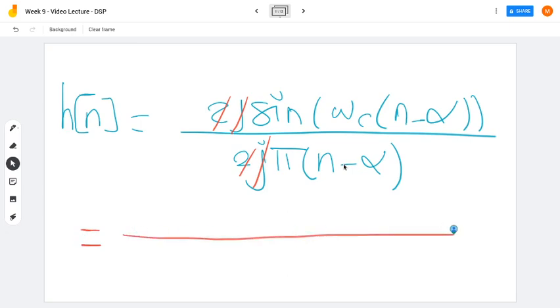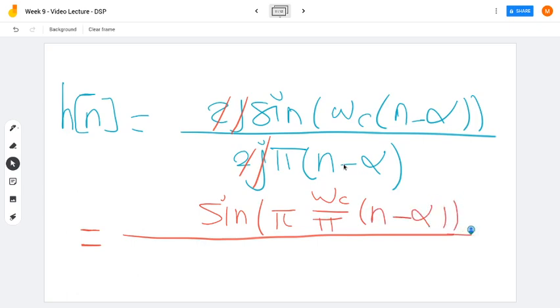Here we have sine and I need a pi. So I will multiply by a pi and divide by a pi. So sine pi omega c over pi times n minus alpha. And doing so, I did not change the expression. And in the denominator, I need pi times omega c over pi times n minus alpha.